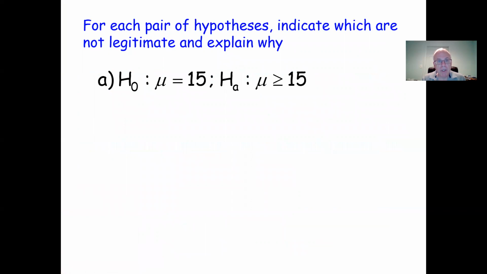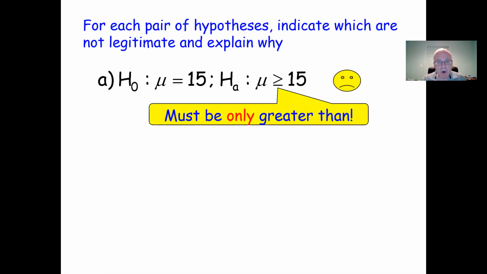All right. So in these cases, we want to see if these particular pairs of hypotheses are written correctly, and if not, what's the error? Let's look at part A. The null hypothesis is mu is equal to 15. The alternative says mu is greater than or equal to 15. Oops, that's a problem. For the alternative hypothesis, there's only 3 possibilities: greater than, less than, or not equal to. Notice it says greater than or equal to. Well, that's a problem because this says equal to also. This can never say equal to here. So that is not valid. It must only be greater than.